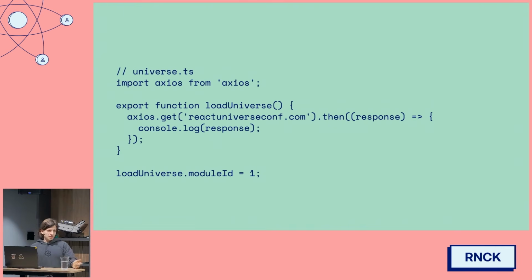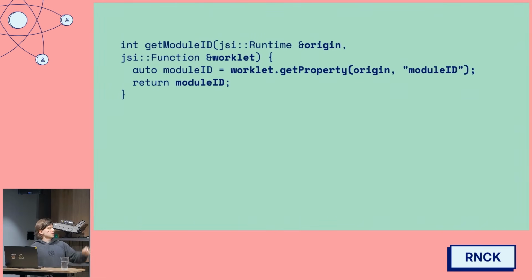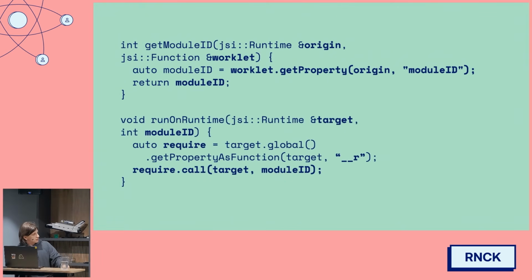And the 1 is a number which can be passed to C++. So now react-native-worklets can just write a method in C++ called getModuleID, which gets a worklet and gets the property moduleID from it and returns that ID. And then we can implement a C++ method in worklets, runOnRuntime, which takes a target runtime and the module ID, obtains require from the global object via the __r, as we saw in the bundle, and calls that require function with the module ID. And this is how we invoke load_universe on another runtime.